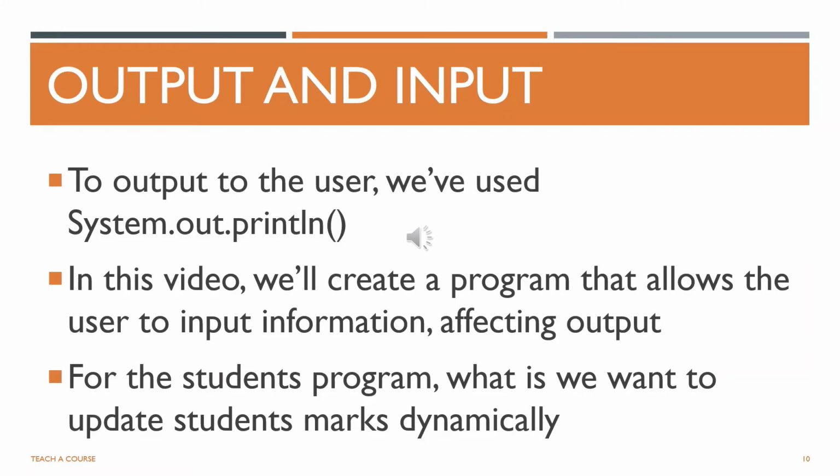So far, we've learned how to output information to the user using system.out.println. We've created several variables and printed out their values to the user, as well as concatenated their values to string literals. In this lesson, we'll look at how we can create a program that allows the user to input information affecting the program's output. Thinking back to our student program, we might need to update the student's marks. With some updates to the code, we can let the user dynamically change the values of the student's marks.